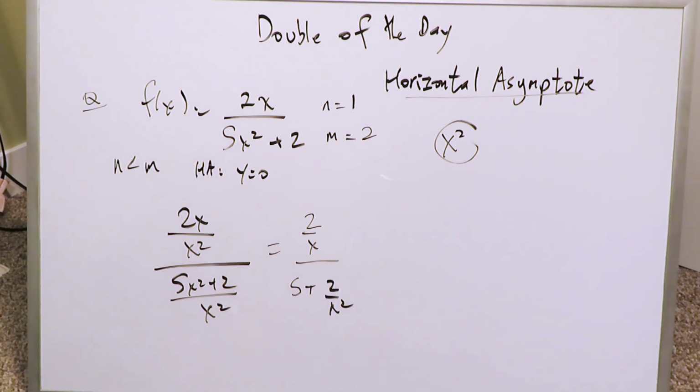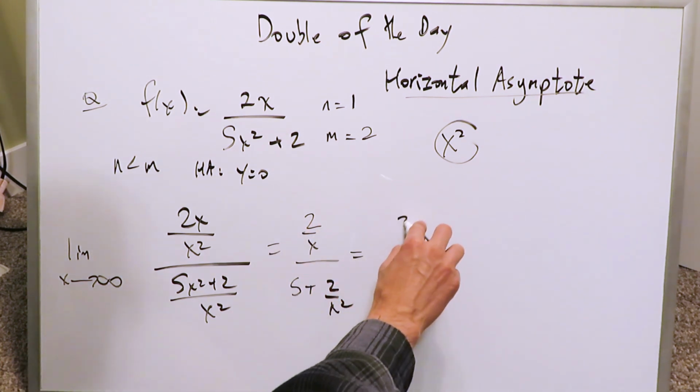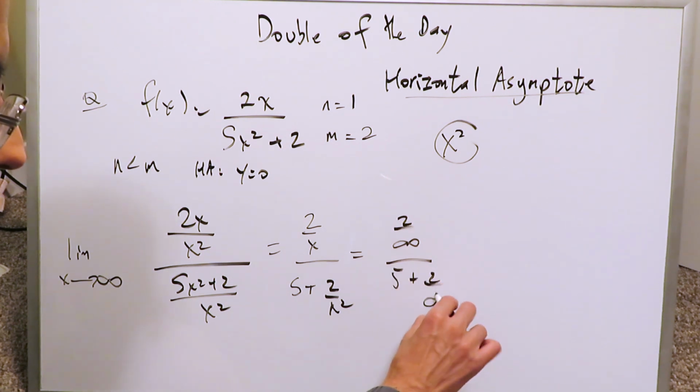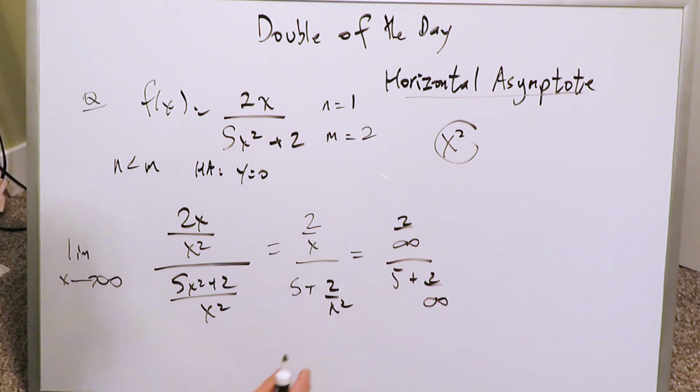Now what you have to do here, after you've done this little expression, you do a limit here. Limit as x approaches infinity, and see what happens. As x approaches infinity, in each of these instances, what happens? You're really doing 2 divided by infinity divided by 5 plus 2 divided by infinity. Infinity squared, infinity, it's all the same.